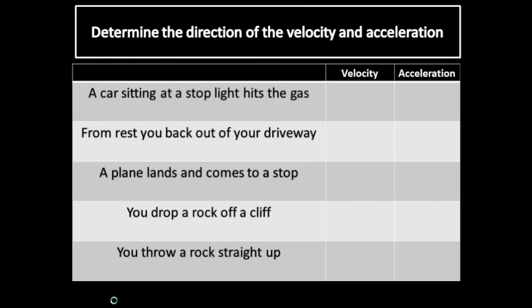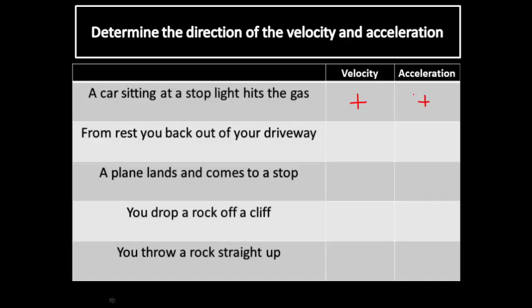So let's take a look at this particular table right here. Let's start with an easy one. A car is sitting at a stoplight and hits the gas. So what's our velocity? Well, we're moving forward. So our velocity is most certainly going to be positive. And how did we get from 0 to some velocity moving forward? Because we had a positive acceleration. This should not be surprising. Anybody that's been sucked back in their seat in the car totally knows what I'm talking about.